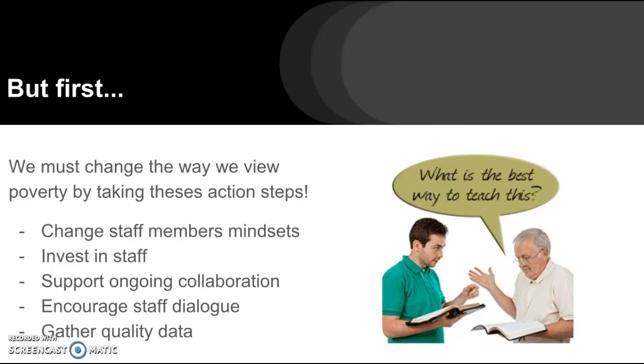In the next step, Jensen suggests we must support ongoing collaboration. To do this, we must foster strong staff relationships and team building every single school year. We must help staff get to know each other and show them how to make positive changes in instruction, discipline, and class environments. The last step is to gather quality data.